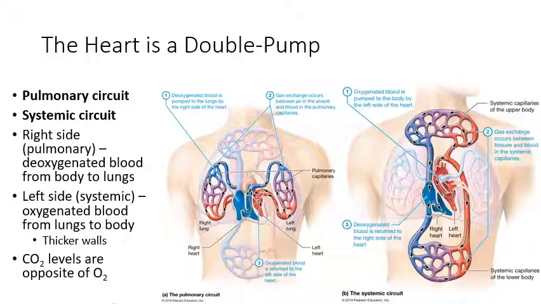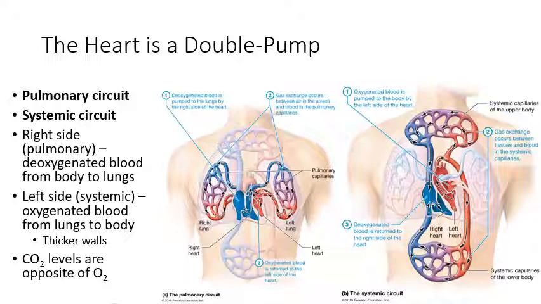You can always tell the difference between the left and right side of the heart if the heart is cut open, because the left side has thicker walls. The ventricle specifically has a thicker wall on the left side than the right. That's because it needs to generate more force on the left side to get the blood to go to the whole body rather than just to the lungs.